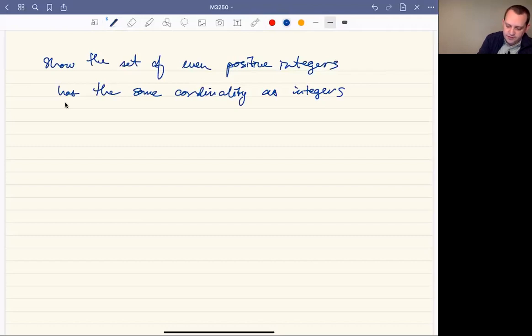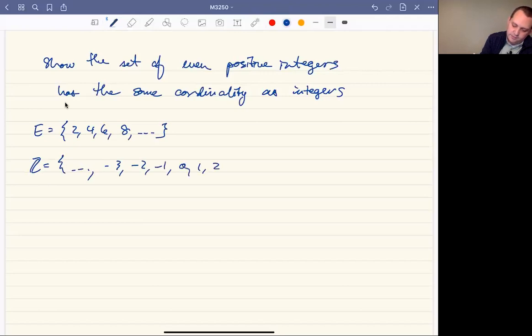The even positive integers, I'll just call E again, E for even this time. So that's 2, 4, 6, 8, and so on. The integers themselves, Z, are -3, -2, -1, 0, 1, 2, 3. And again, it's not too hard to see that you can put these in one-to-one correspondence. You can let 2 go to 0, and 4 goes to 1, 6 goes to -1, 8 goes to 2, 10 goes to -2, and so on.